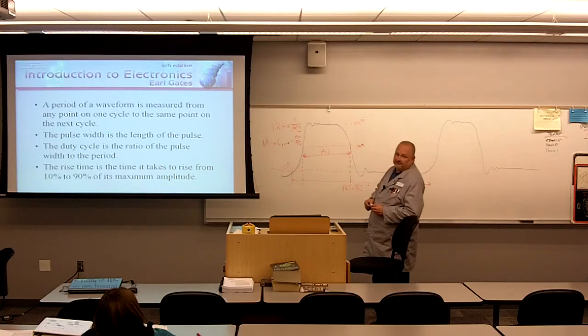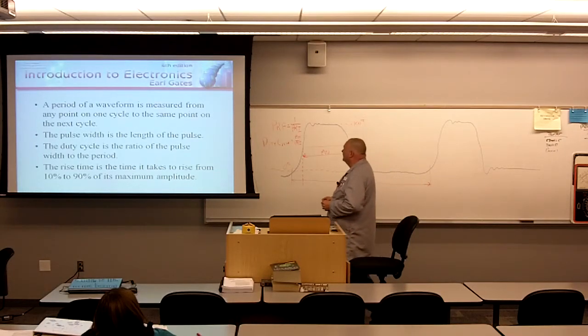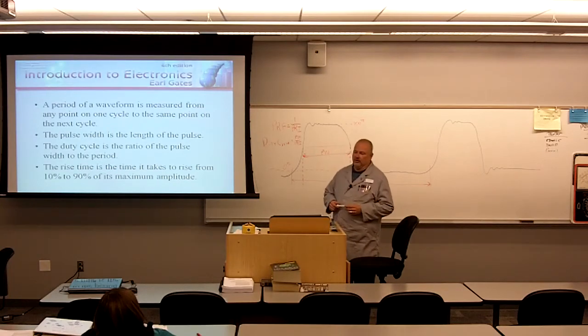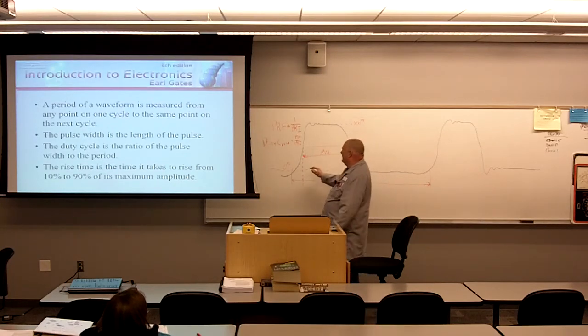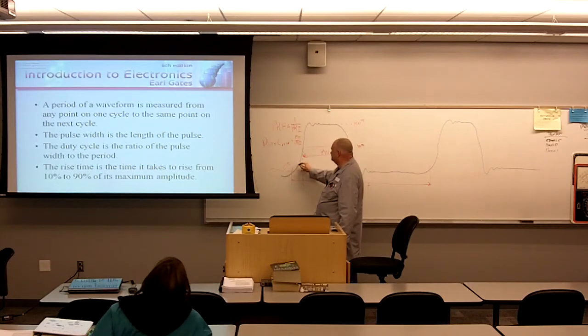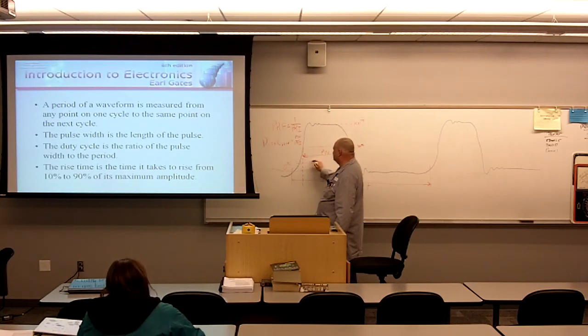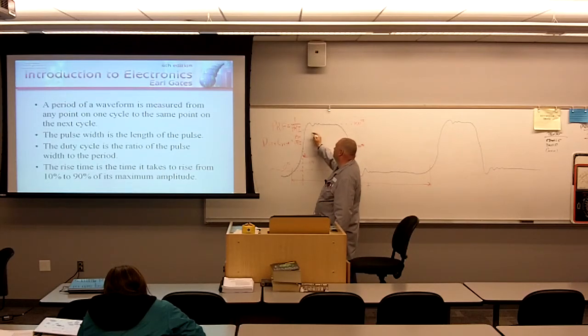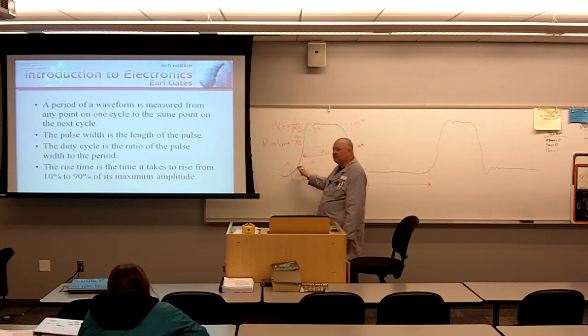So that's our duty cycle. Pulse width, duty cycle, pulse repetition interval, pulse repetition frequency. The rise time is the next thing we're going to take a look at. The rise time is something that we determine from the 10% point to the 90% point. Basically, we discount the first 10% of rise and the last 10% of rise, so we're only paying attention to basically 10% to 90%.